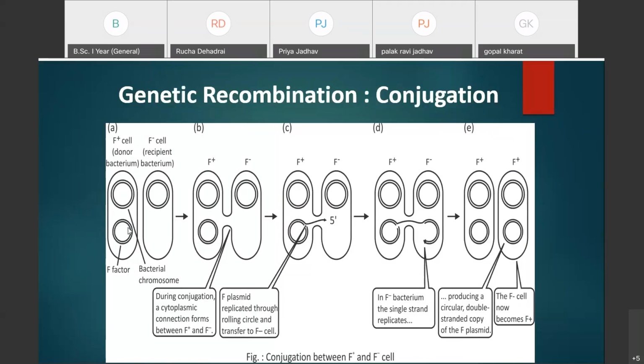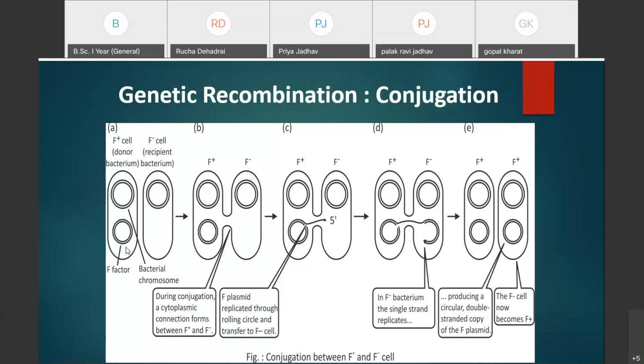Then there are about 9 different types of plasmids reported up till now. Of these, the most studied plasmid is the F factor. Here you can see the bacterial chromosome is present, and this is the extra chromosomal hereditary determinant, the F factor. F factor means the genes that determine the maleness in the bacteria. F factor means fertility factor, which determines the maleness in the bacteria.